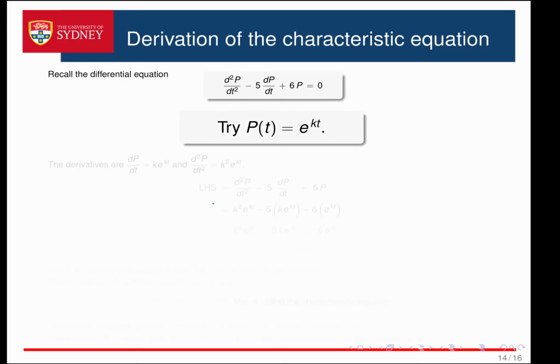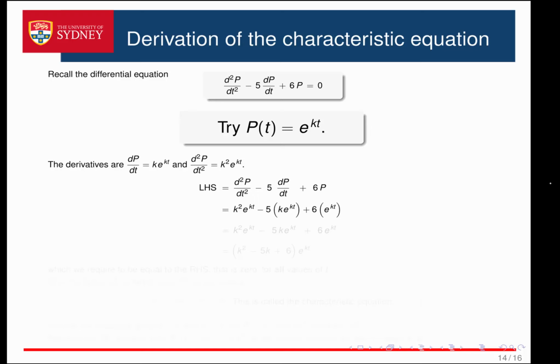Because we have seen above that e to the 2t and e to the 3t solve the DE, let's investigate what happens if we try the function p of t is equal to e to the kt in our differential equation and see what this means for the values of k. To substitute e to the kt into the DE, we will need its first and second derivatives. The derivative of e to the kt is k e to the kt. If we differentiate this again, we get k squared times e to the kt. Observe that each differentiation of e to the kt produces just an extra factor of k.